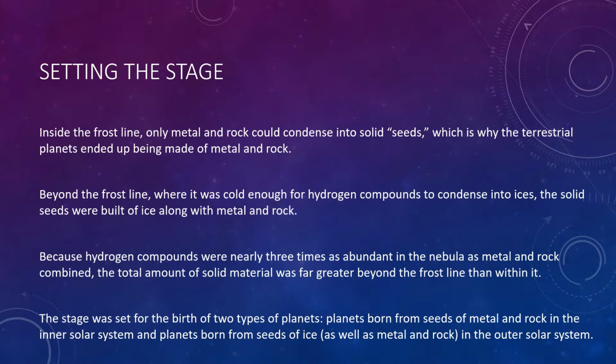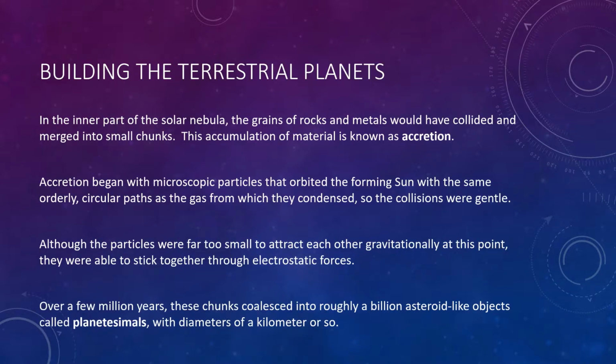The stage was set for the birth of 2 planet types: planets born from seeds of metal and rock in the inner solar system, and planets born from seeds of ice as well as metal and rock in the outer solar system. From this point, the story of the inner solar system seems fairly clear. The solid seeds of metal and rock in the inner solar system ultimately grew into the terrestrial planets that we see today. But the planets ended up being relatively small in size because rock and metal made up such a small amount of the material in the solar nebula.